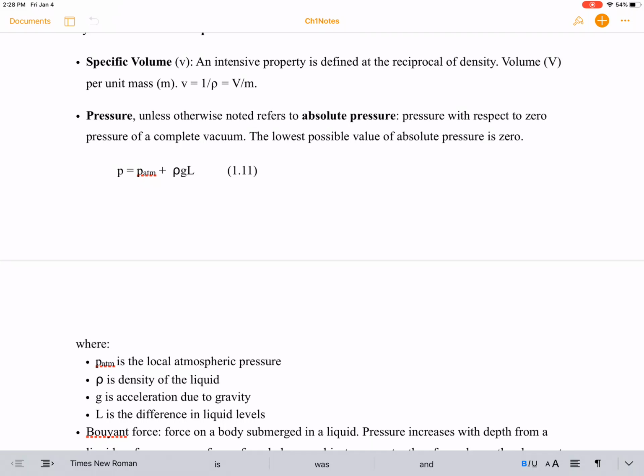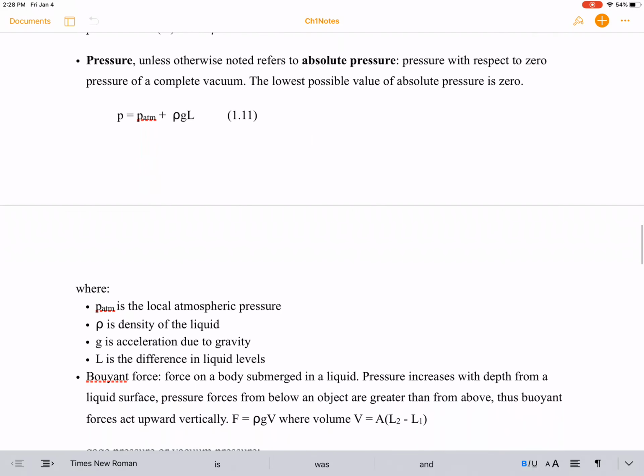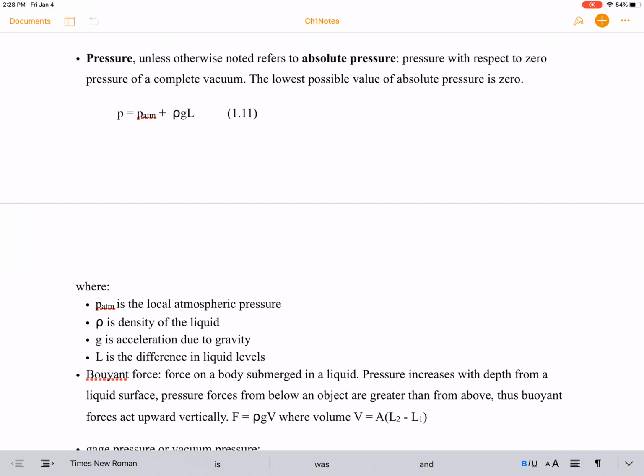So pressure, unless otherwise noted, refers to absolute pressure, which is pressure with respect to zero pressure of a complete vacuum. The lowest possible value of absolute pressure is 0. And we find pressure as the pressure at 1 atmosphere, atmospheric pressure, P sub ATM, that is the local atmospheric pressure. And then we add to that the density times gravity times L, which is the difference in the liquid levels.